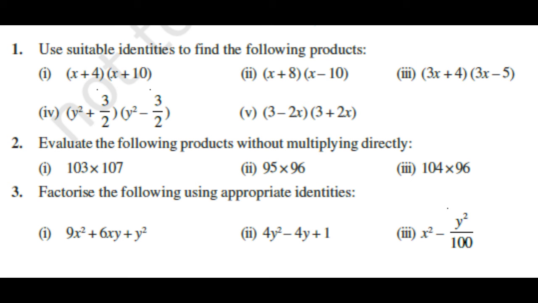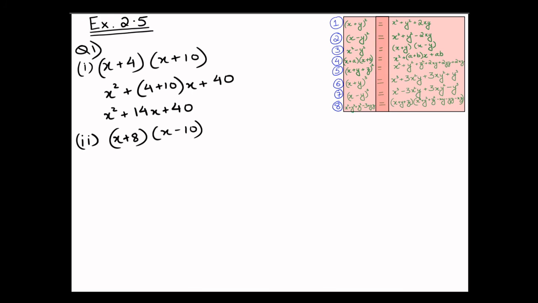Moving to the second part. The second part is x plus 8 multiplied by x minus 10. Now this is also similar to identity number 4. However, don't get confused by the minus sign out here. We can simply take x minus 10 to be represented as x plus of minus 10. So now when we compare this to our identity number 4, a is equal to 8 and b is equal to minus 10. Now this looks like our property and we can expand it.